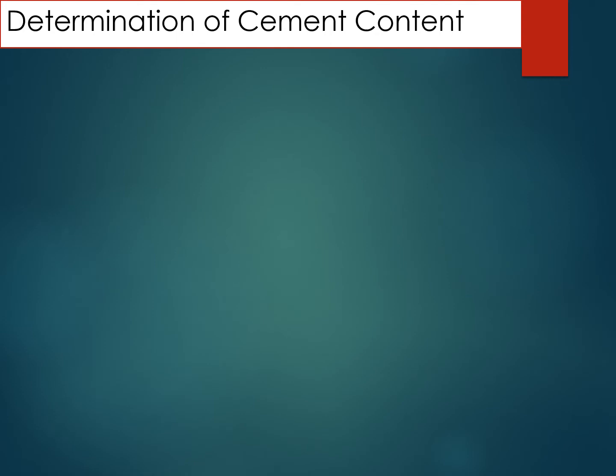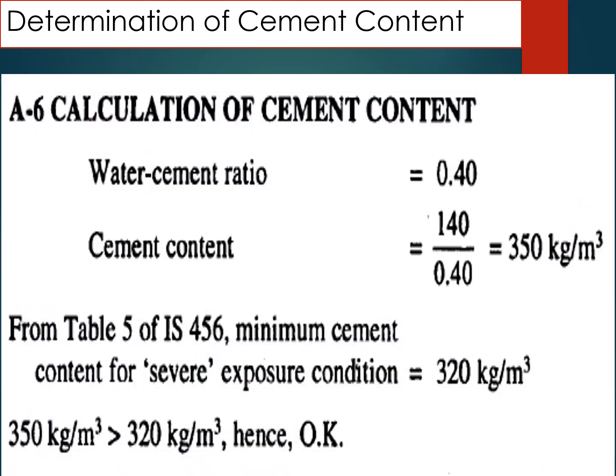If you see the calculation of cement content, you know that the water cement ratio is 0.4. The cement content is equal to 140 divided by 0.4, that is 350 kgs per cubic meter. From table 5 of IS 456, the minimum cement content for severe exposure conditions is 320 kgs per cubic meter. Since in this case 350 kgs per cubic meter is greater than 320 kgs per cubic meter, 350 kgs per cubic meter will be adopted for the design mix of concrete and is found OK.